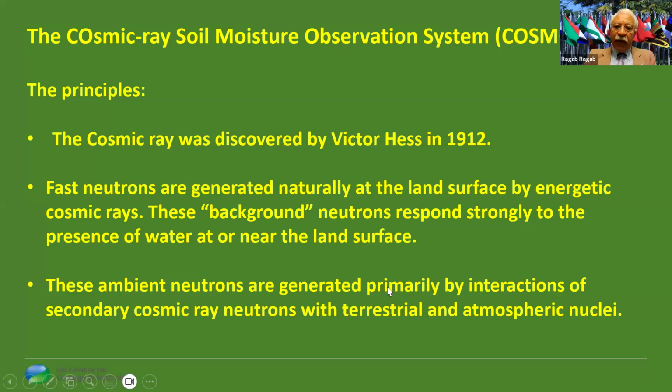So the cosmic ray observation system principles are: the cosmic ray was discovered by Victor Hess. Fast neutrons are generated naturally at the land surface by energetic cosmic rays. These background neutrons respond strongly to the presence of water at or near the land surface. These ambient neutrons are generated primarily by interactions of secondary cosmic ray neutrons with terrestrial and atmospheric nuclei.